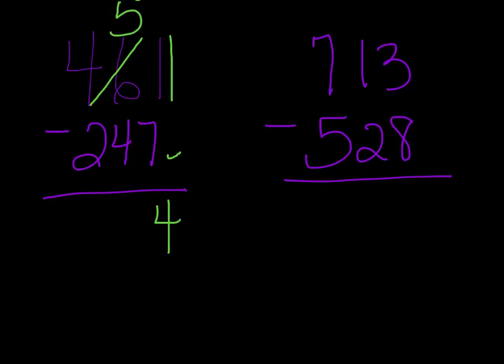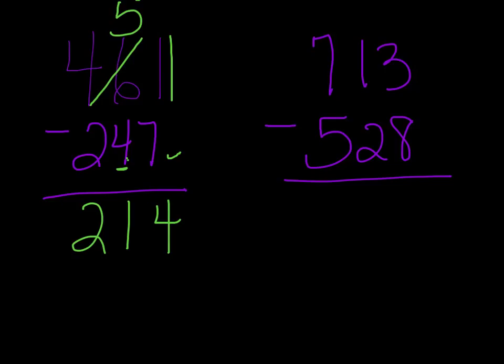I'm going to move on to the tens column. I'm going to check to see if the bottom is bigger. I have 5 minus 4, so the bottom's not bigger. 5 minus 4 is 1. 4 minus 2 is 2. I hope that's the answer you got.